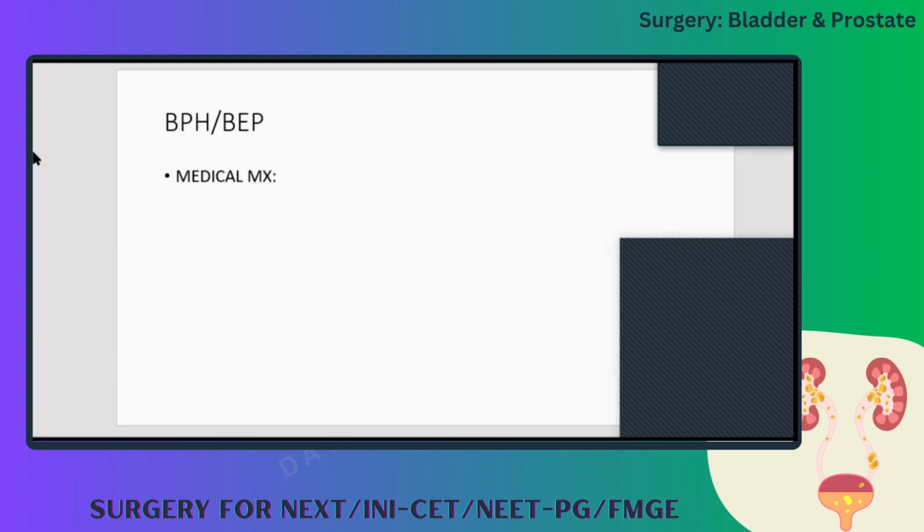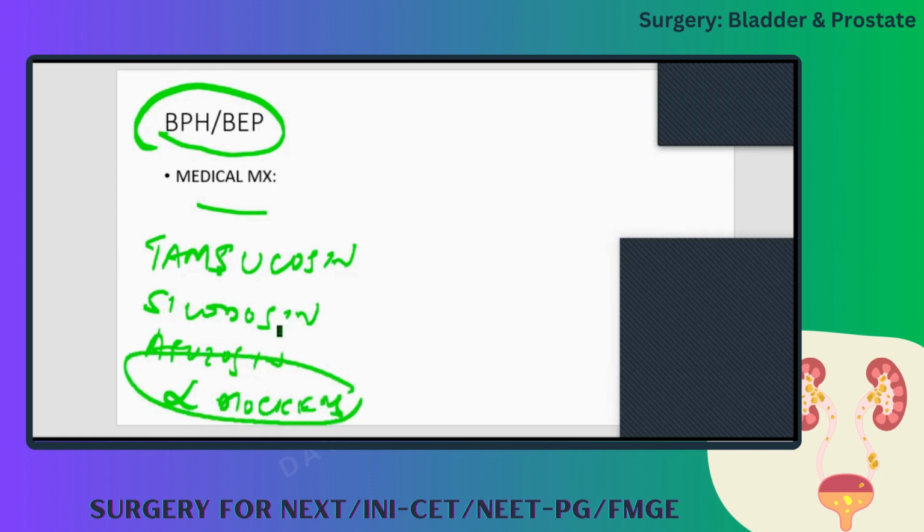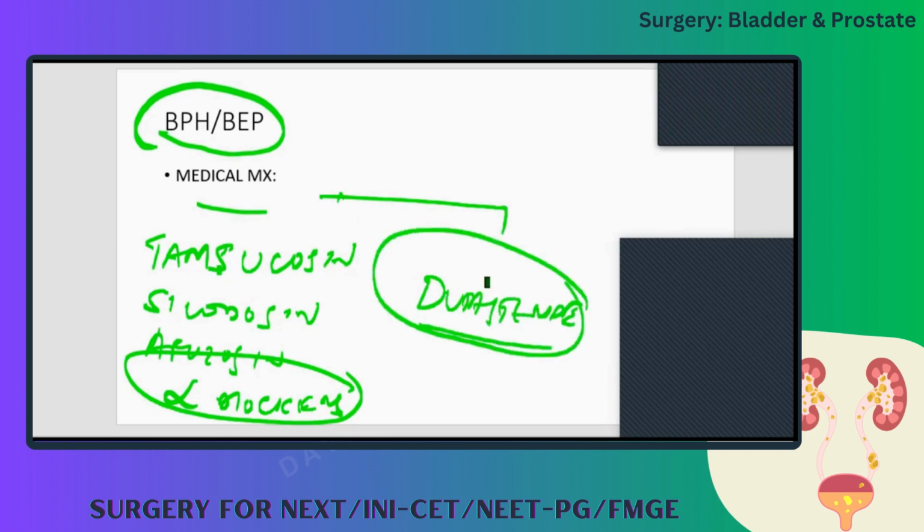So you give medical management. Can anybody tell me a few drugs, pharmacology, which are used to decrease the size of the prostate and reduce the symptoms? Alpha blockers: tamsulosin, prazosin. We give silodosin, tamsulosin, alfuzosin, doxazosin. These are all alpha blockers. And then we have finasteride and dutasteride. This decreases the size of the prostate. What class of drug is this? These are 5-alpha reductase inhibitors.